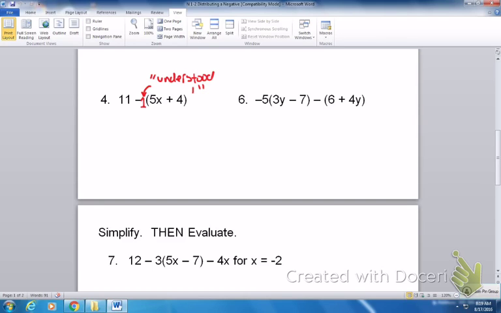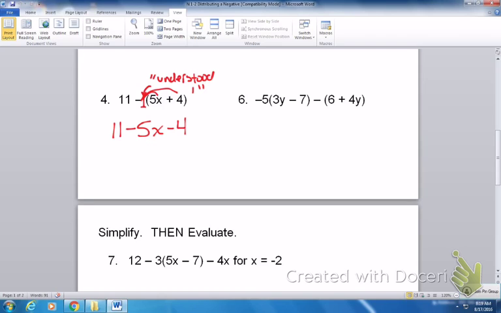And what that's going to do is mean we're going to have to distribute negative 1 across our parentheses. The 11 is again outside, so we're going to leave that alone. But now I have negative 1 times 5x, which is negative 5x. Then I have negative 1 times positive 4 is negative 4. And essentially all it does is change the sign on the stuff inside the parentheses.